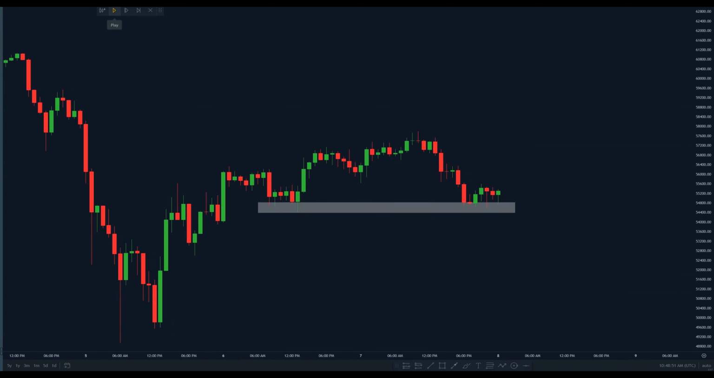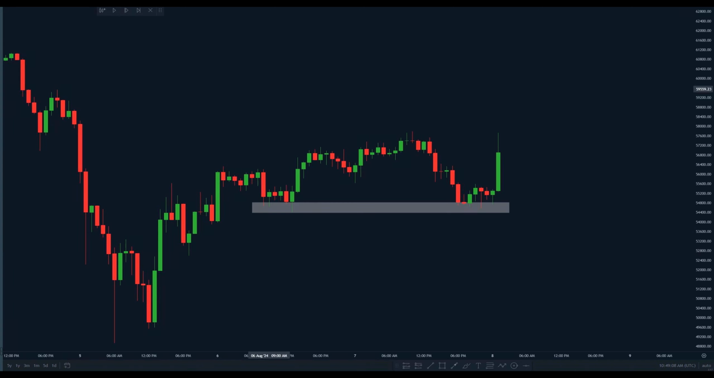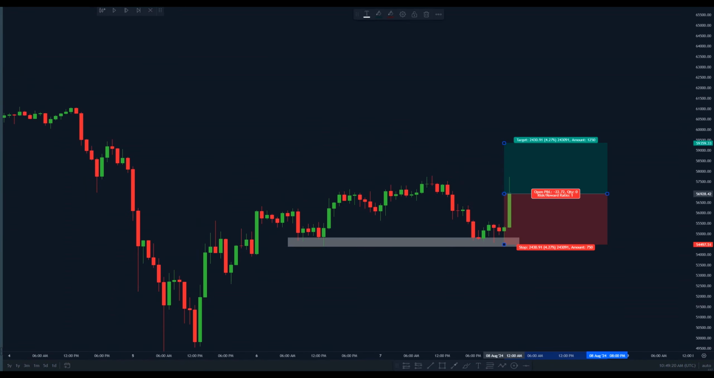And here we have another hammer candle at the support level. Now we have double confirmation that price will bounce back. And then a big green candle has closed above the high of the hammer candles. So, we will open a long position here.